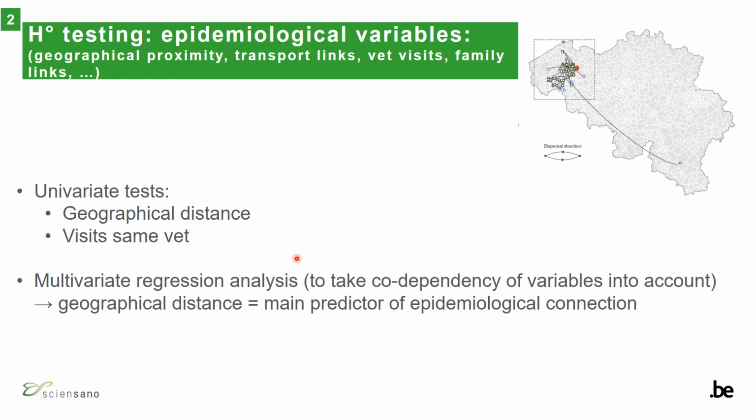You could, for instance, imagine vets visiting geographically closer farms more frequently. Within a multivariate regression analysis, which indicated that only geographical distance was the main predictor of the epidemiological connection overall for the whole of the outbreak.